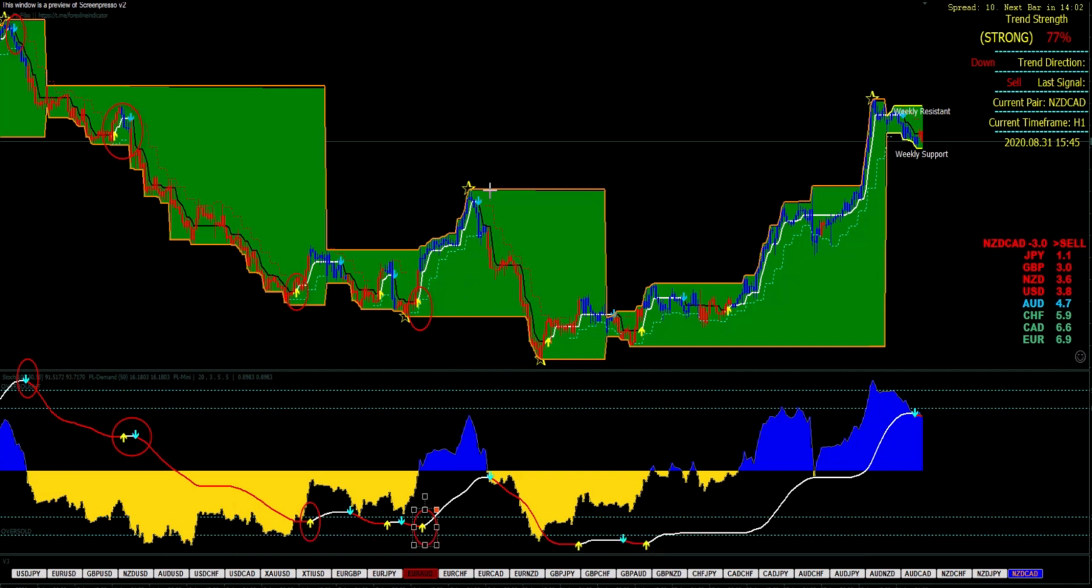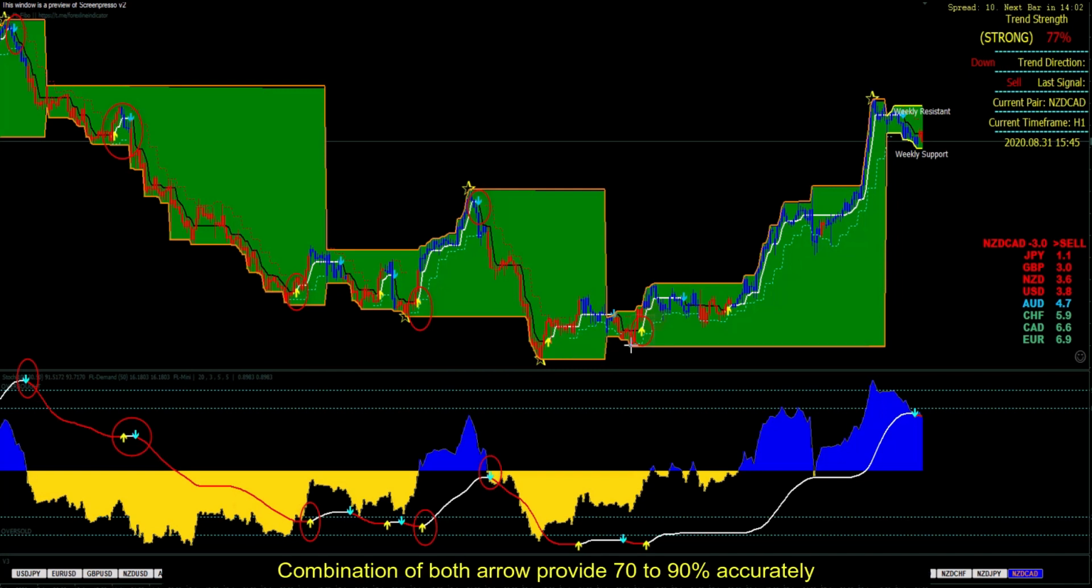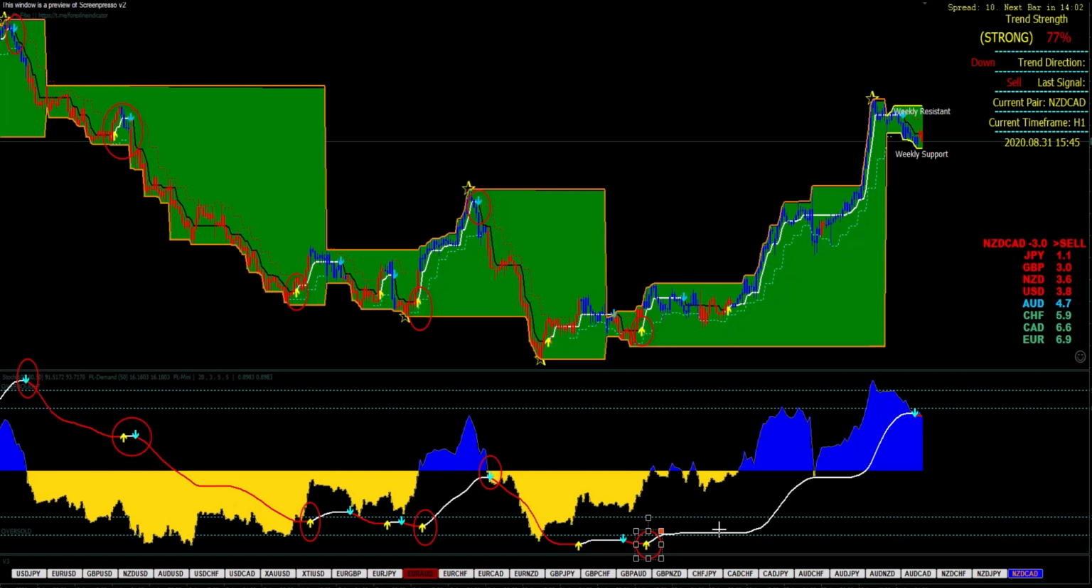To ensure these arrow signals are true, make sure to combine them with the mini line arrow. The combination of these arrows provides 70 to 90% accuracy. You may check our previous video regarding true and false arrow signals.